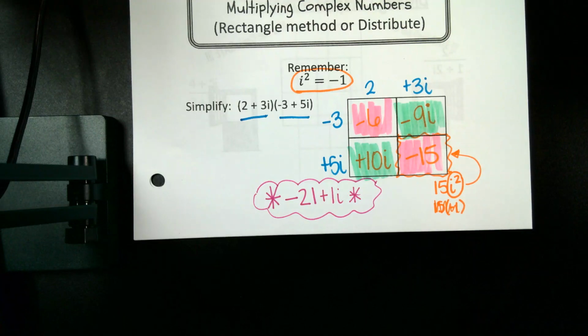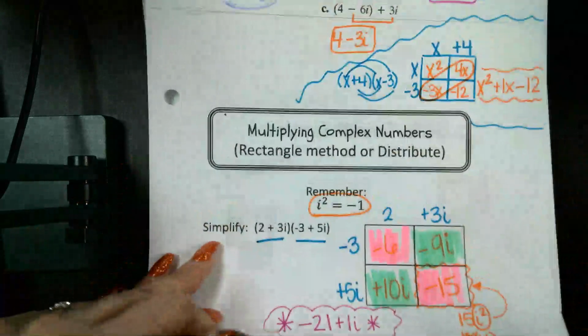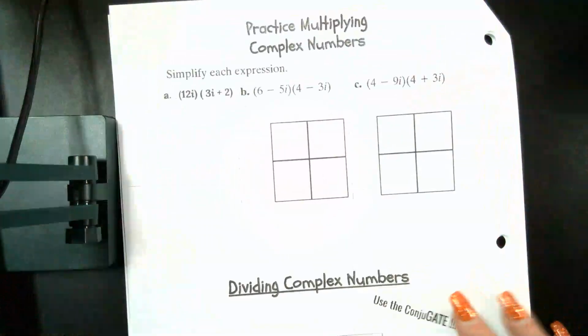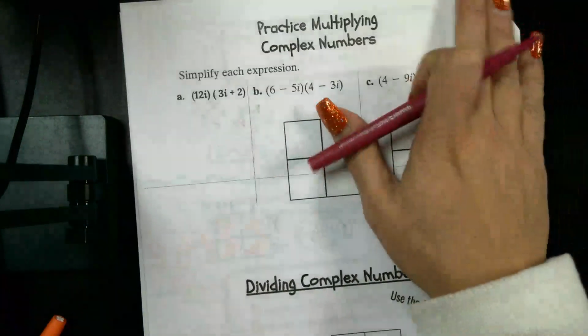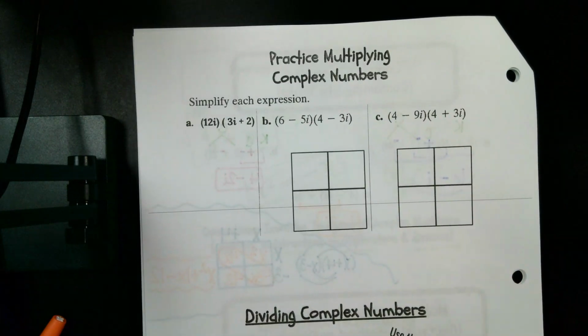Okay? Good? Okay, let's do some more. Let's do 3 more multiplication problems, and then we'll finish with division, which again, we just turn into multiplication anyway.